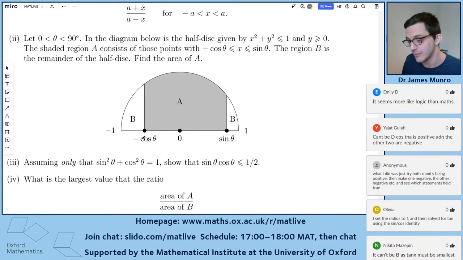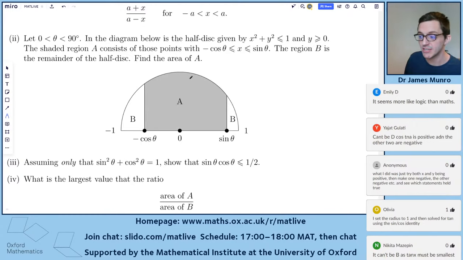If I don't know theta... If I knew theta, I could just draw this and measure it. But I've got to do this in terms of theta. So I guess the only bit of trigonometry really in this question, out of all of the stuff we're asked to do, is to have some sort of idea about how to split up this area to use some facts that we know.